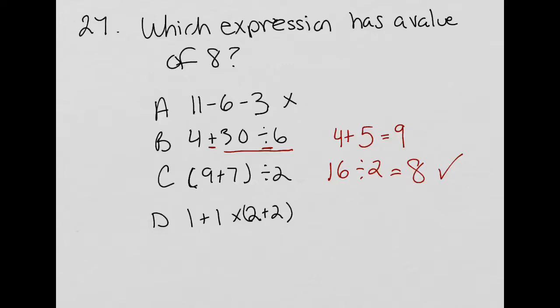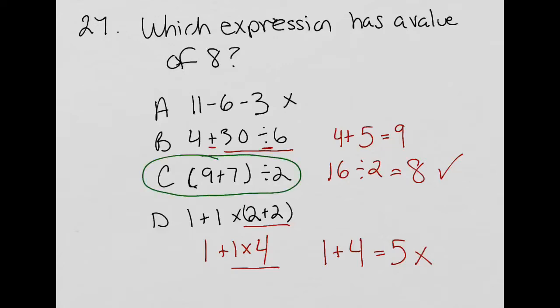So I approach D, and I see that I have parentheses. I need to solve those first. 2 plus 2 is 4. I have 1 plus 1 times 4. So order of operations, once again, I have to do the multiplication first. 4 times 1 is 4. And then I have my 1 and my addition sign that's left over that I have to solve the problem with, and 1 plus 4 is 5. That's not 8 either. So the correct answer to this is going to be C, 9 plus 7 divided by 2.